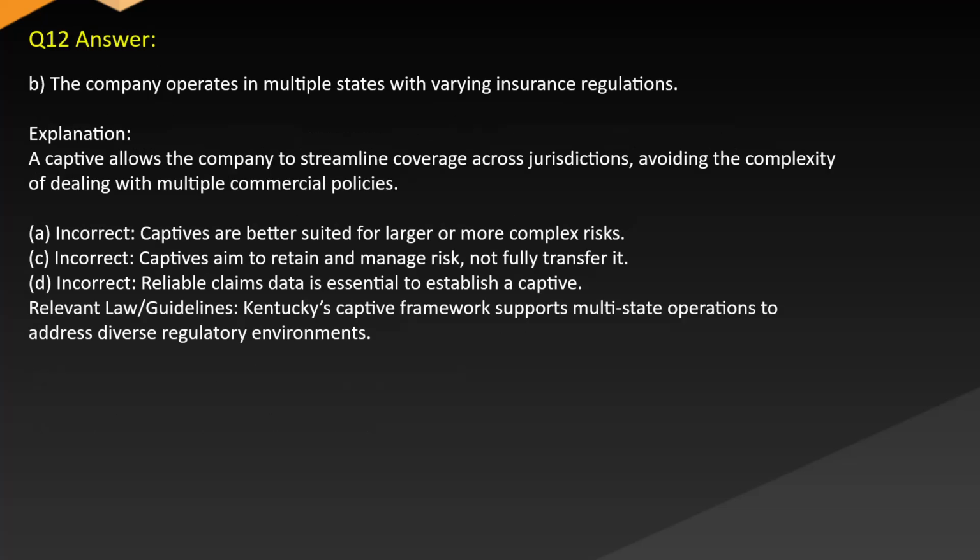Answer: B. The company operates in multiple states with varying insurance regulations. Explanation: A captive allows the company to streamline coverage across jurisdictions, avoiding the complexity of dealing with multiple commercial policies. A. Incorrect. Captives are better suited for larger or more complex risks. C. Incorrect. Captives aim to retain and manage risk, not fully transfer it. D. Incorrect. Reliable claims data is essential to establish a captive. Relevant law guidelines: Kentucky's captive framework supports multi-state operations to address diverse regulatory environments.